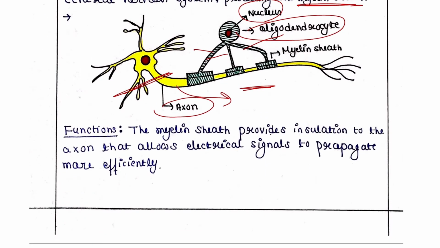Now we will see the function. The myelin sheath provides insulation to the axon that allows electrical signals to propagate more efficiently. The myelin sheath present on the axon of the neuron provides insulation and allows electrical signals to propagate more efficiently. We have talked about the myelin sheath in detail in the lecture on the structure of the neuron.